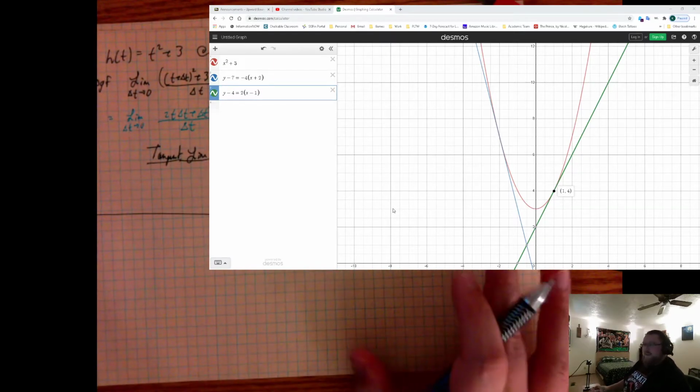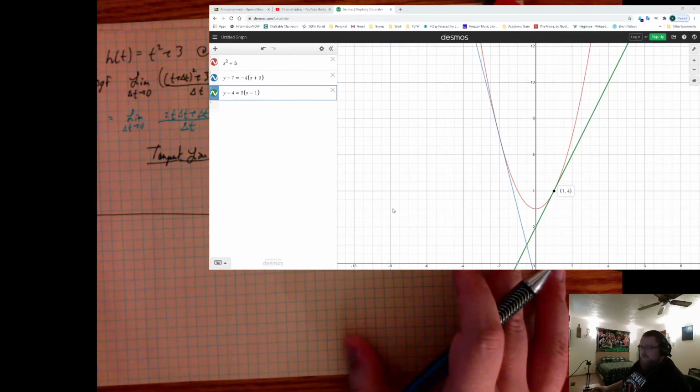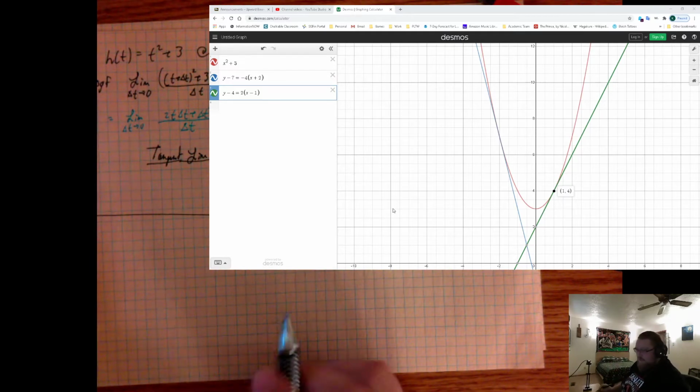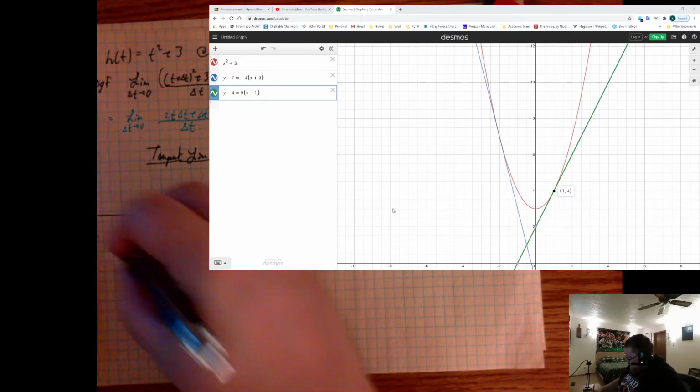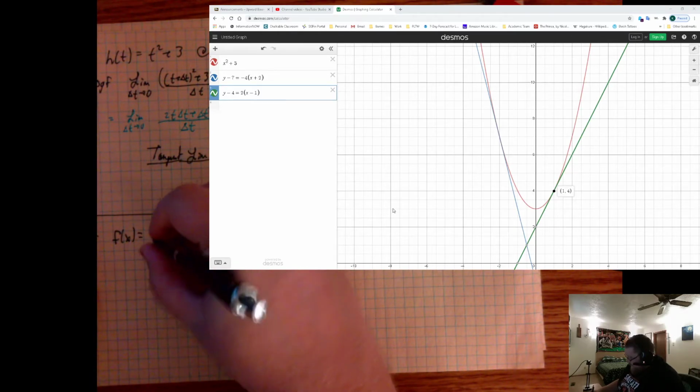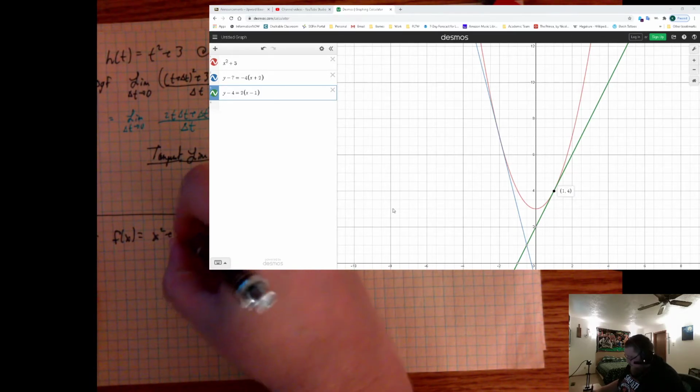Okay, it says find the equation of the tangent line, then use the graphing utility to do the same. It says to use the derivative feature of your graphing utility to confirm your results. I haven't taught you that. You can skip part C. It's useless. Okay, 26. My function in this case is f of x equals x squared plus 3x plus 4.